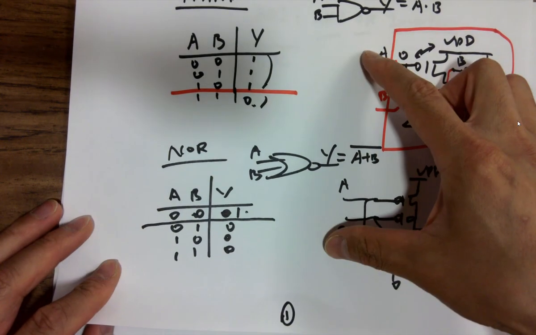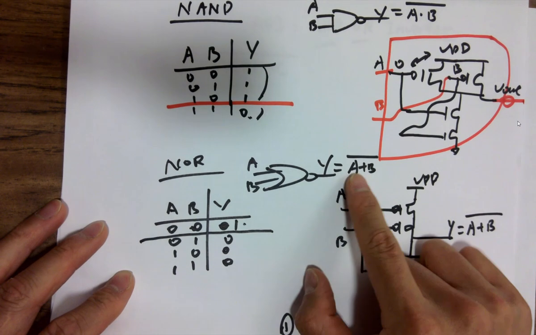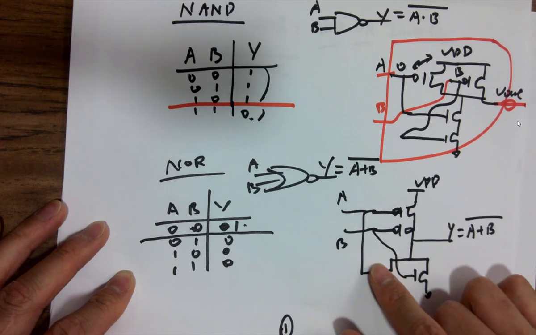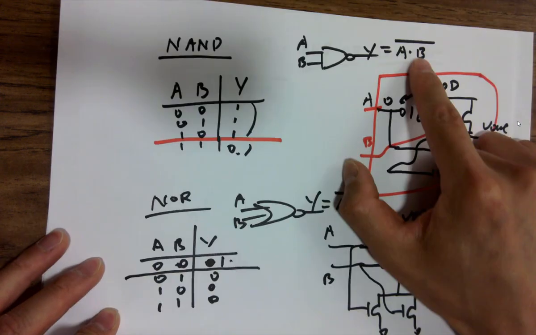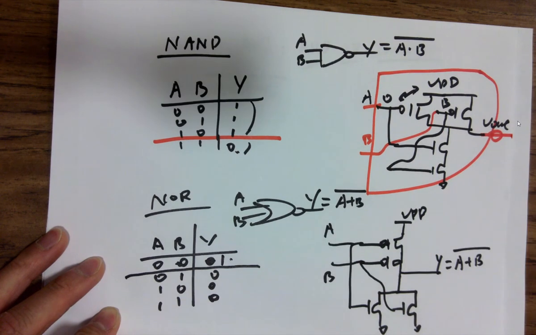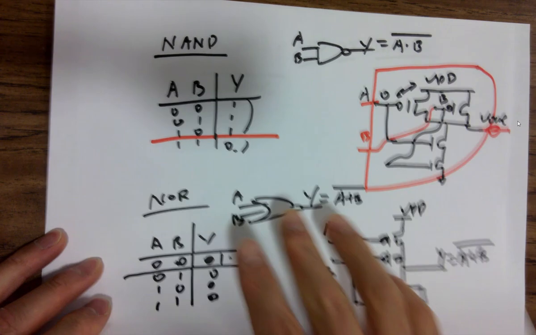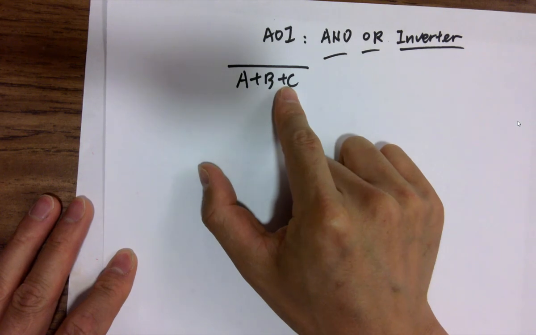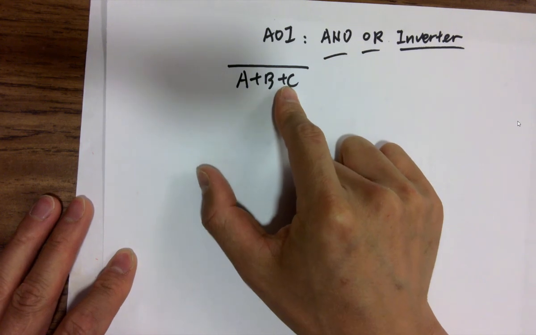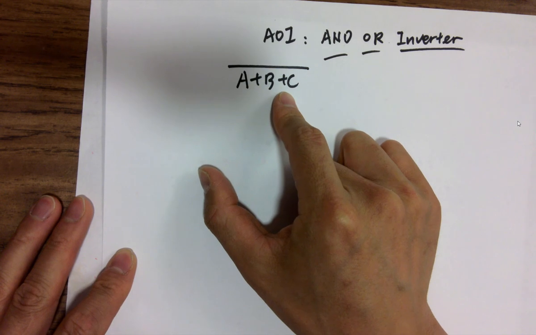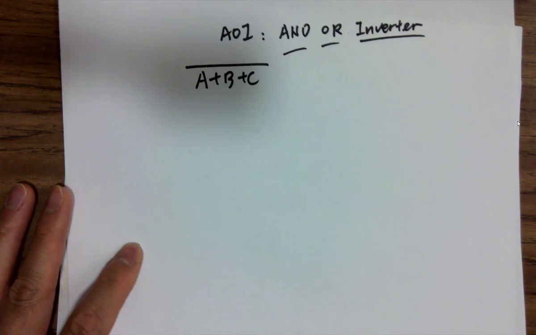Always think about these two examples. For OR logic, underneath the bar, we need two PMOSes in series and two NMOSes in parallel. For AND logic, underneath the bar, we need two PMOSes in parallel and two NMOSes in series. For this OR logic, underneath the bar, we need three PMOSes in series, and we need three NMOSes in parallel. Okay, done.